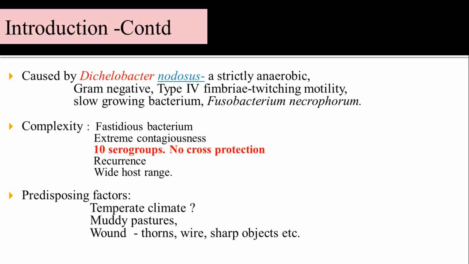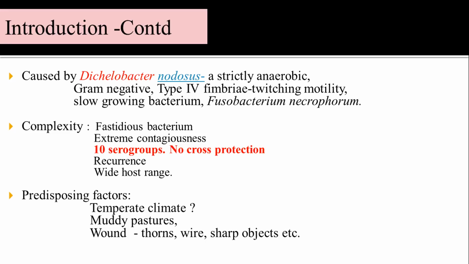So this disease is extremely contagious, and on the basis of this fimbrial antigen, it has 10 serogroups, and these serogroups don't give cross protection. And the disease is recurrent. Recurrent means that once the disease occurs, and if you treat the animal and the animal recovers, then if all the conditions are again met, the disease will recur. And it has a wide host range. As I said, it not only affects sheep and goat, it affects other ruminants as well.